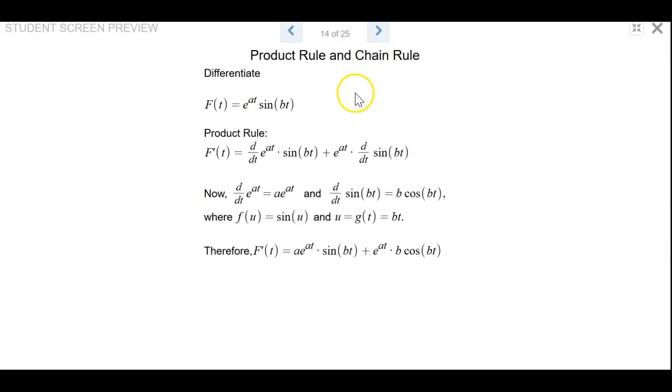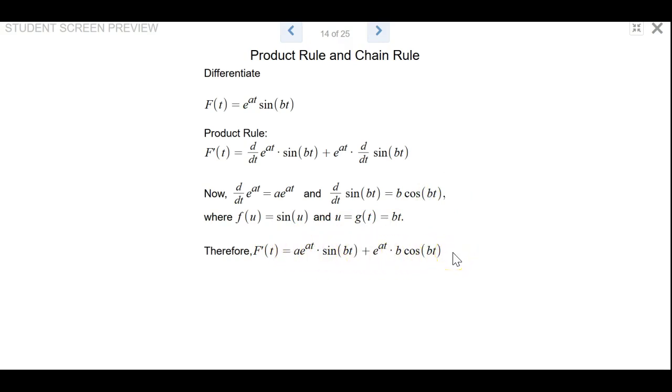Now let's look at an example of the product rule and chain rule: e to the at times sine of bt. Applying the product rule, the derivative of the first factor times the second plus the first factor times the derivative of the second. We saw that the derivative of e to the at is just a e to the at. And the derivative of sine of bt is just b times cosine bt. So this is the derivative of the outside times the derivative of the inside. And then putting those into the product rule, this is what we get.